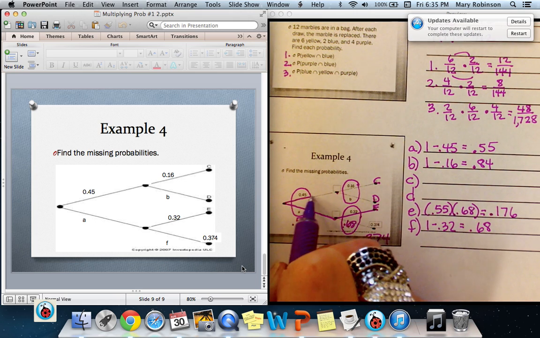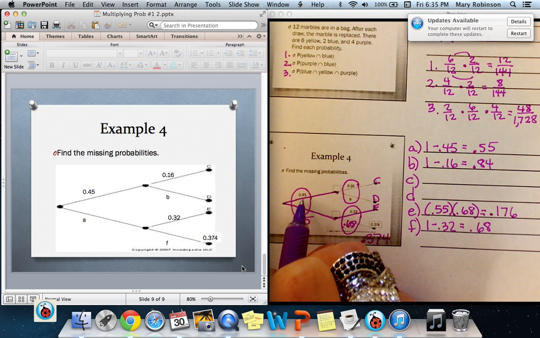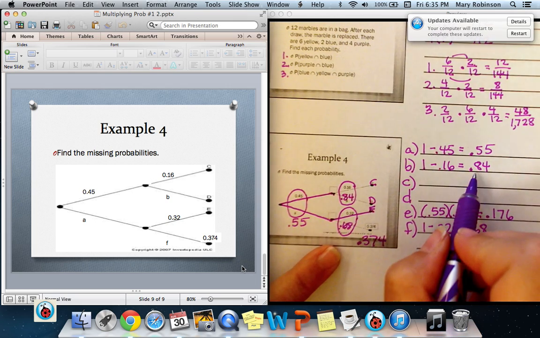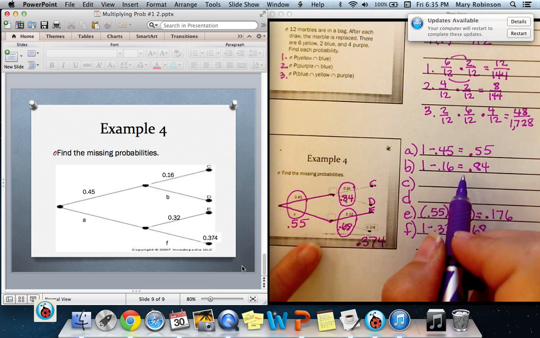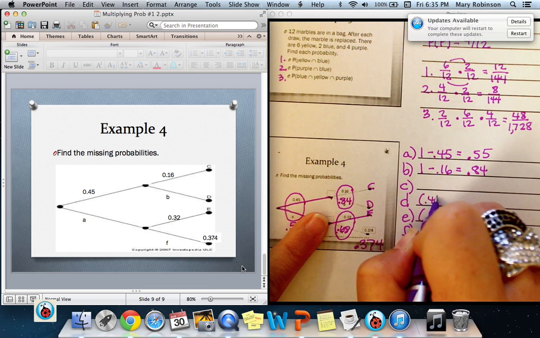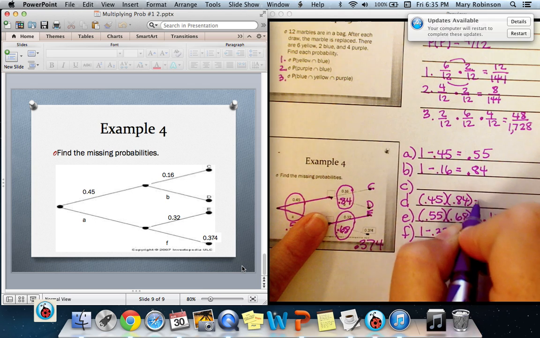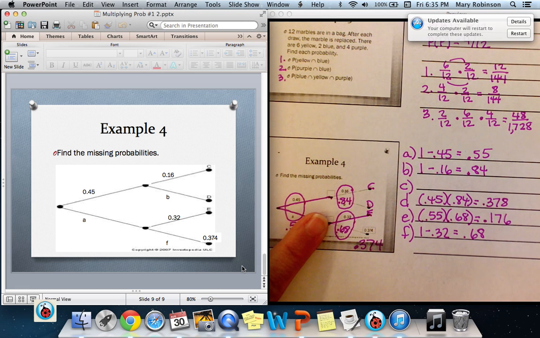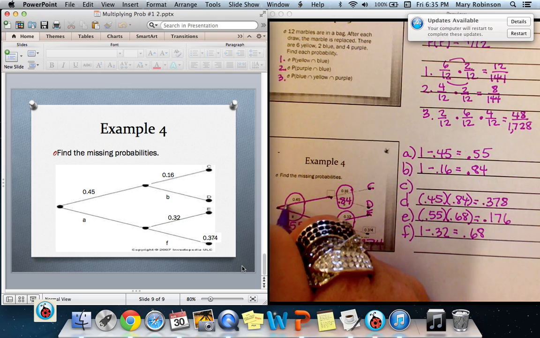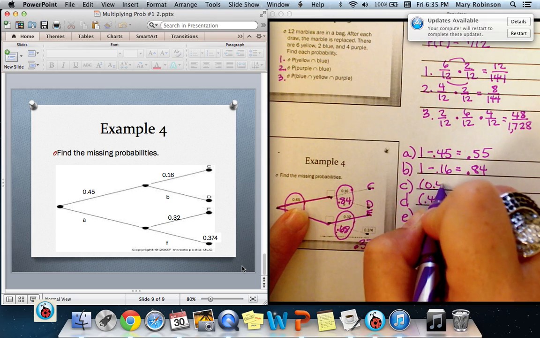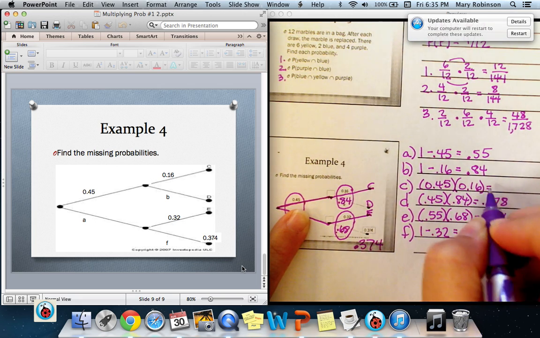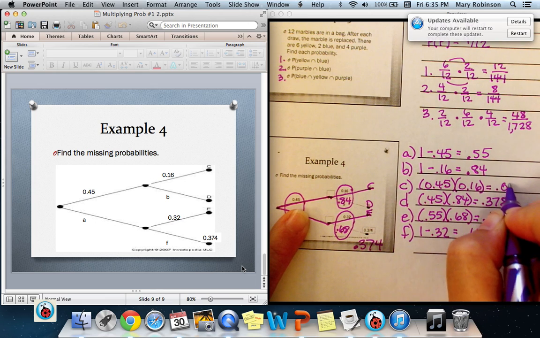Now, if I multiply 0.45 times B, which I found to be 0.84 earlier, remember, because these added up to 1. If I multiply 0.45 times 0.84, I end up with 0.378. And please carry it out to 3 decimal places if it goes that far. Then lastly, C, if I multiply 0.45 times 0.16, I end up with 0.072.